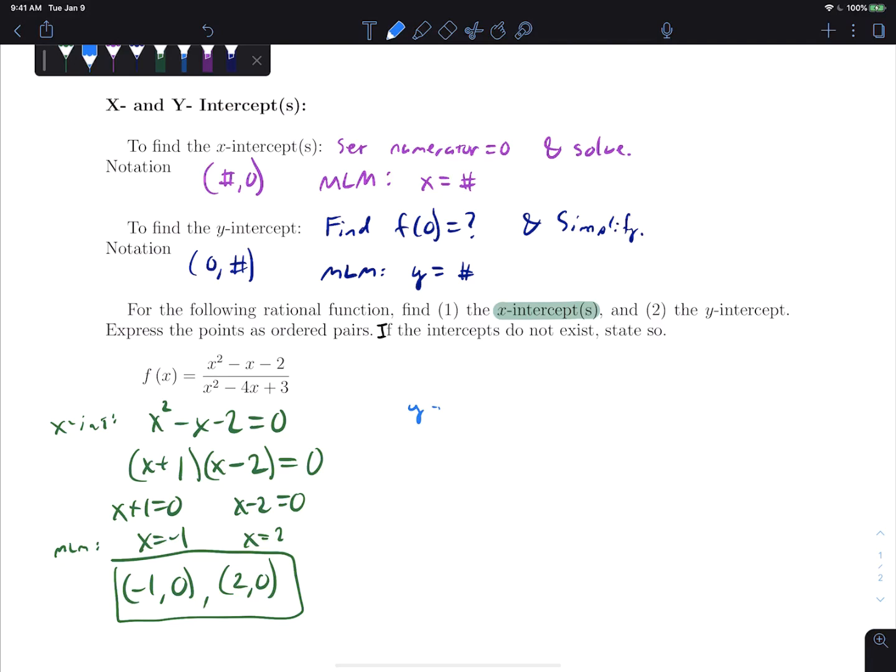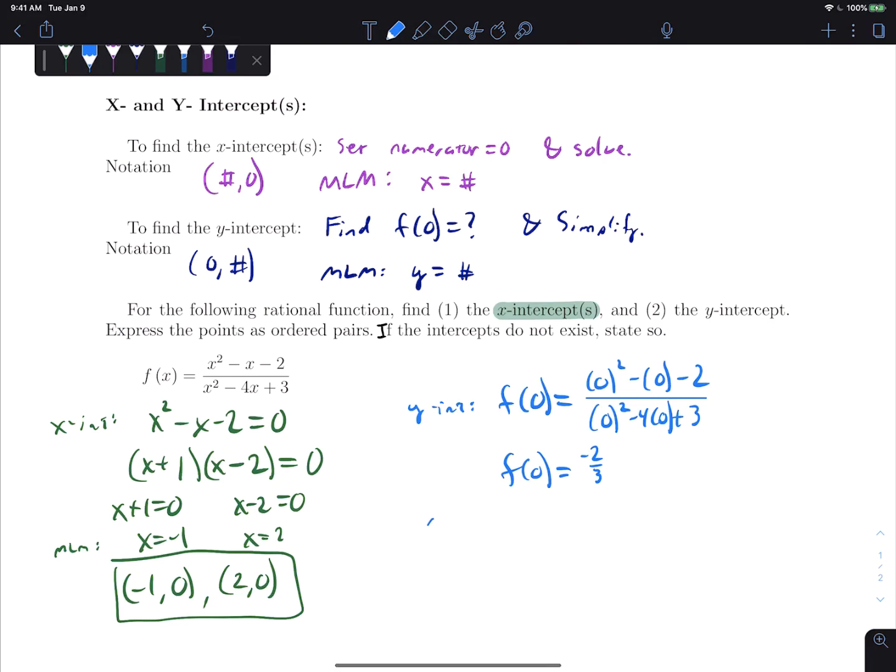Okay, so for the y-intercept, I just want to find f of 0. So plugging in 0, I get 0 squared minus 0 minus 2, all over 0 squared minus 4 times 0 plus 3. So when we're doing this, notice that we're just left with the constant terms at the end. So it'd be negative 2 divided by 3. And so simplified, f of 0 is equal to negative 2/3. MyLabMath would say y equals negative 2/3 is the y-intercept.